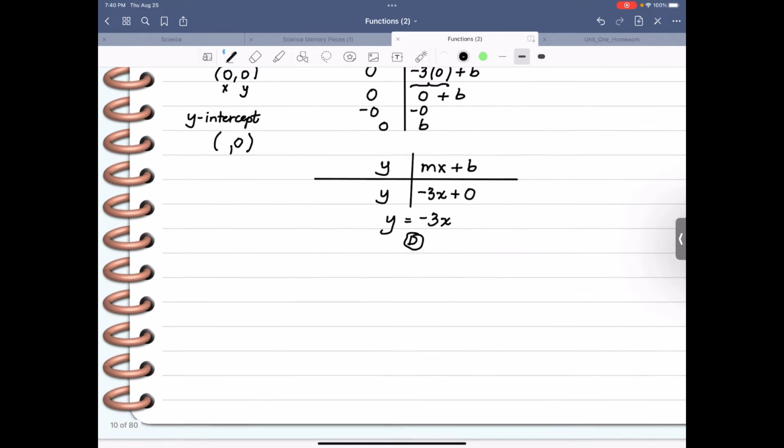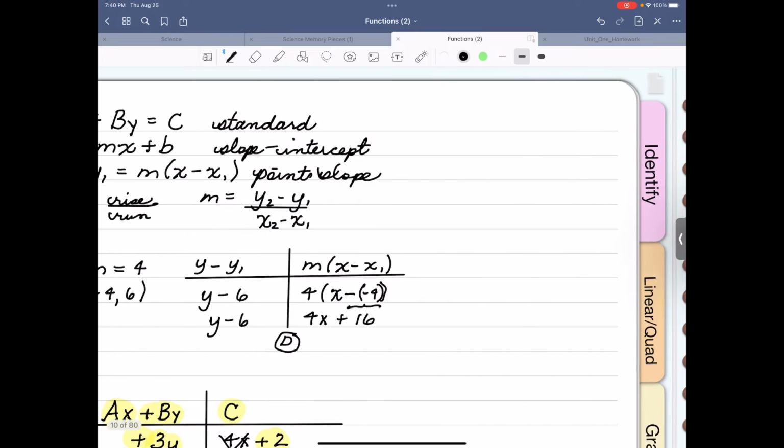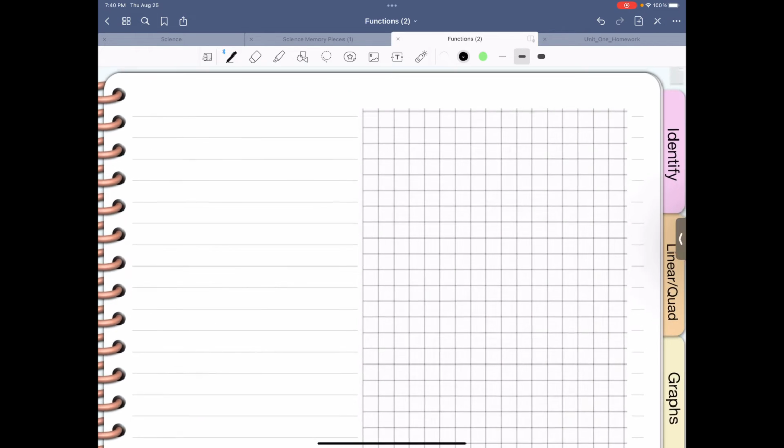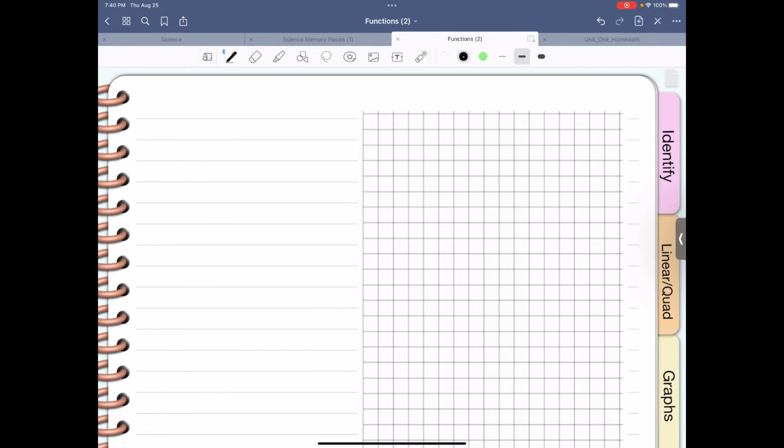Number 4. Write the equation of the line through 0, 2, and 1, 4 in slope-intercept form. So I think I'm going to graph this one, just also for practice graphing. So we know that it passes through 0, 2, and we know that it passes through 1, 4, and they tell me that they want this in slope-intercept form.